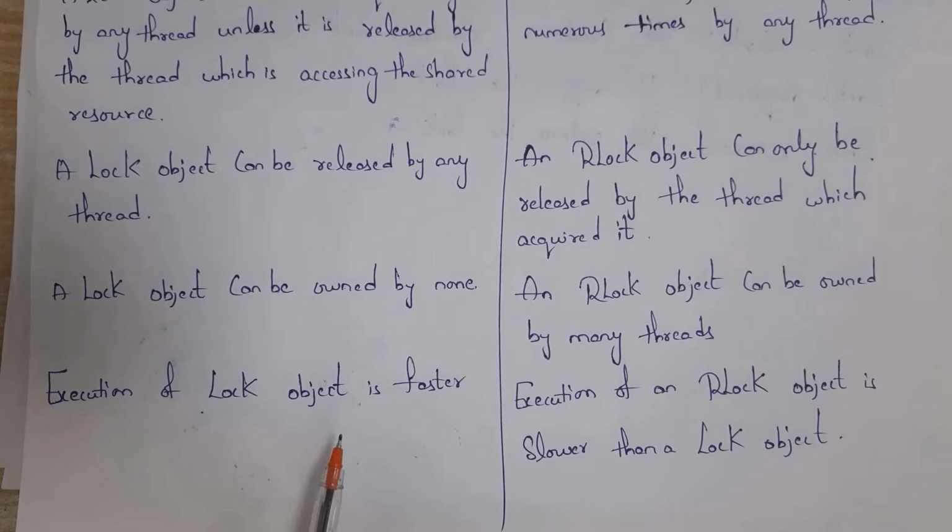Execution of lock is faster, whereas execution of or lock is slower when compared to lock. These are the differences between lock and or lock.